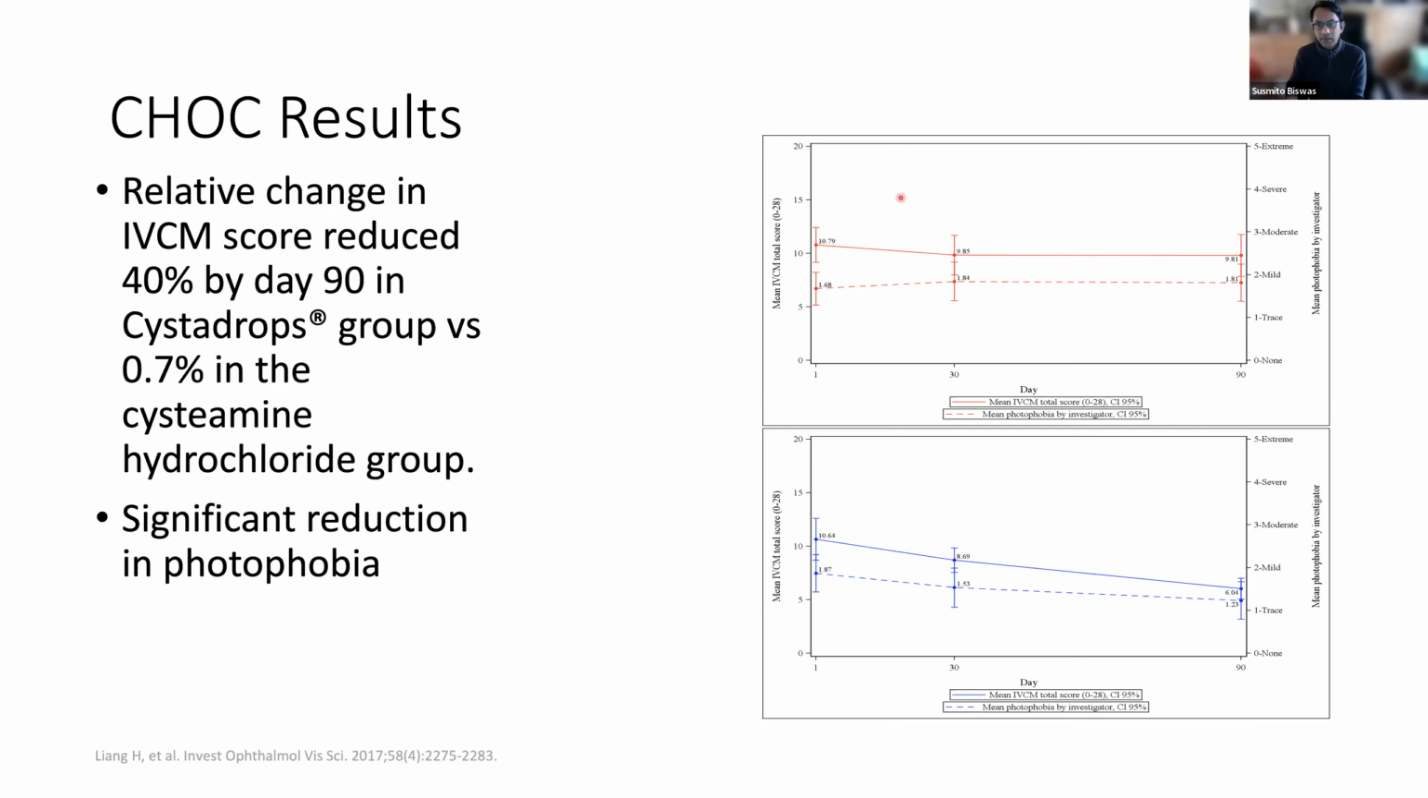So 2 graphs here. The graph above is the standard treatment group, and the graph below is the Cystadrops treatment group. In the standard treatment group, the photophobia score here is in the red dashed line, and we can see that during the course of follow-up, their photophobia actually increased slightly, whereas in the Cystadrops group, this blue dashed line measures photophobia, and there's a parallel decrease in photophobia over time, paralleling the decrease in crystals in the solid line above that.